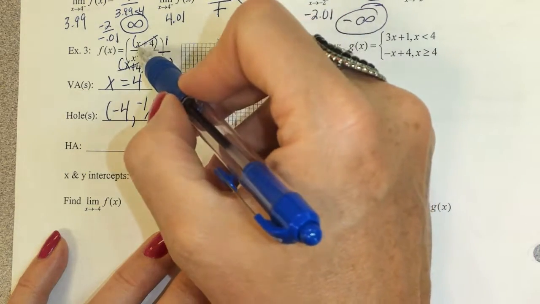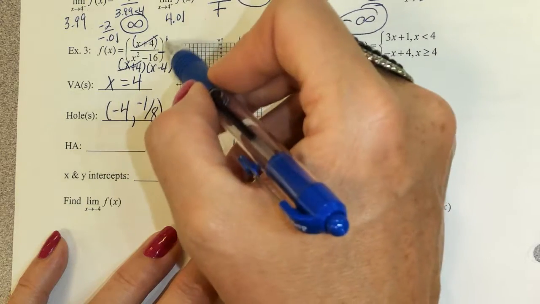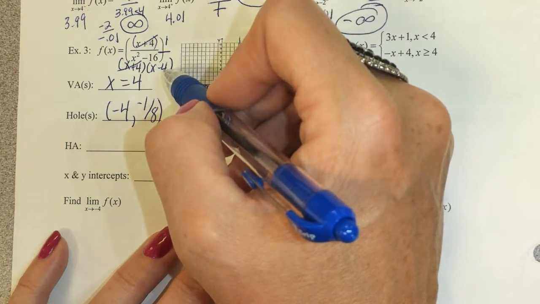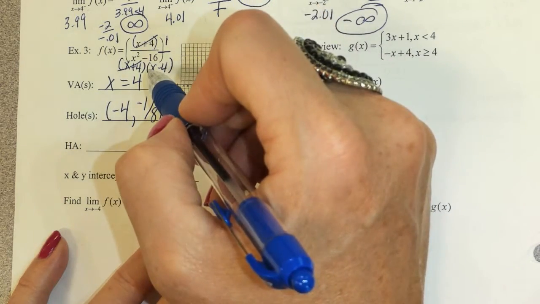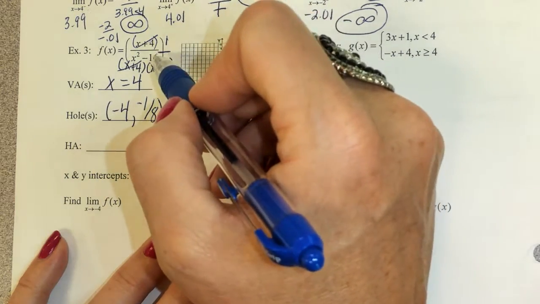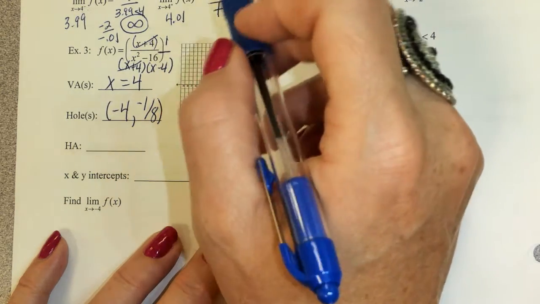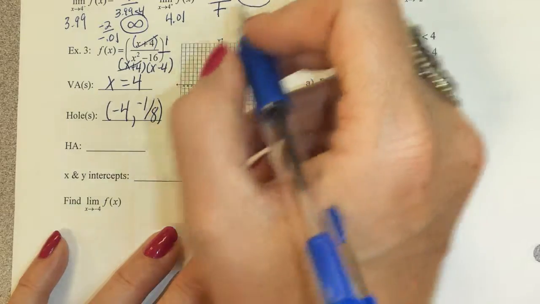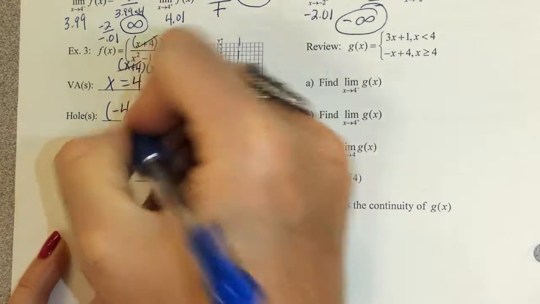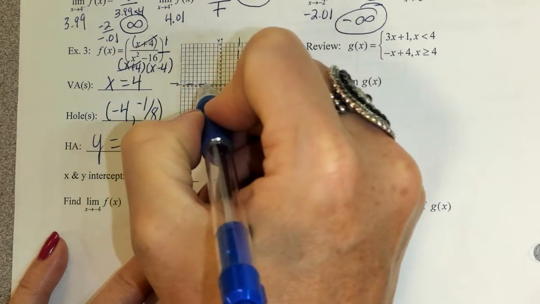For the horizontal asymptote, I'm going to go back to the original or to the factored and cancel, it doesn't matter. And then where are we going to have a horizontal asymptote then? Chase, do you know? Put that in there.